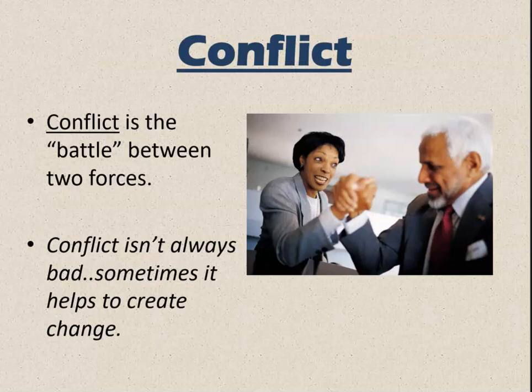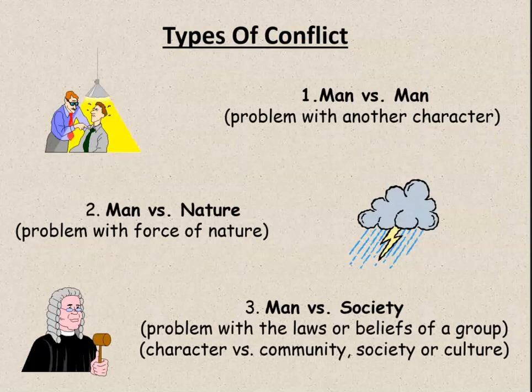Now we hit conflict. Conflict is, in essence, the battle between two forces in a book. Now remember, we often think of conflict as bad, but in literature it's not always bad. Sometimes conflict is used to create change, and sometimes that change is positive change. So don't necessarily think of conflict as strictly negative. We're going to look at 6 types of conflict.